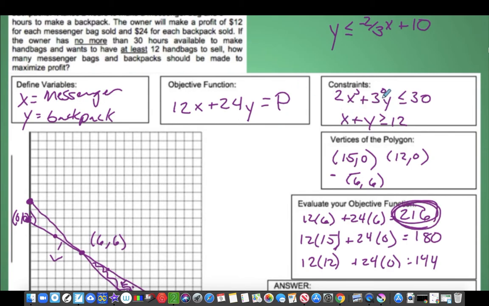So 2x plus 3y has to be less than or equal to 30 because that represents the number of hours it took to make the bags, and they said they only have 30 hours available. And then the total number of items needs to be at least 12. So x, the number of messenger bags, plus the number of backpacks has to be greater than or equal to 12. So first things first, I go through and I graph, and then I have to figure out where I'm shading.